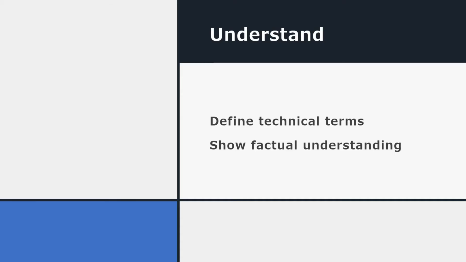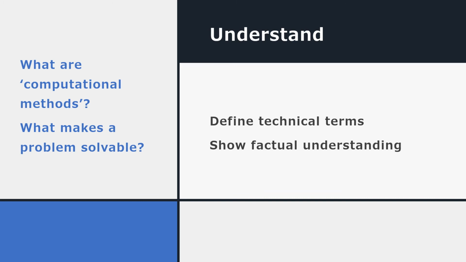So in order to show that we understand the topic, we need to define any technical terms that are used in the question and show that we have good factual understanding of what that term means and any implications. So in this case, I would start my answer by explaining what computational methods means, and in general terms, what makes a problem solvable by computational methods. I've already given you all the answers to that in our discussion earlier.